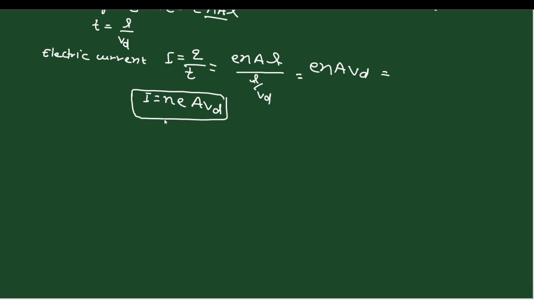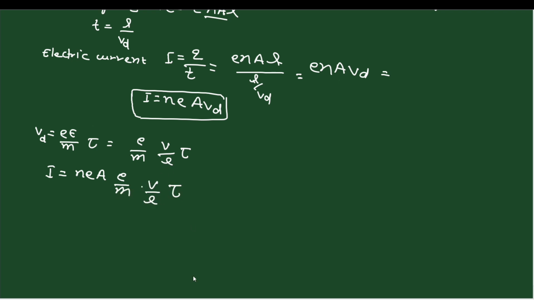Now we have to deduce this formula in the form of Ohm's law. In the last lecture we derived Vd equal to e E upon m into tau. This can be written as e upon m, with E meaning V upon L, into tau. Now using this formula here, I equal to N e A Vd, where Vd is e upon m into V upon L into tau.